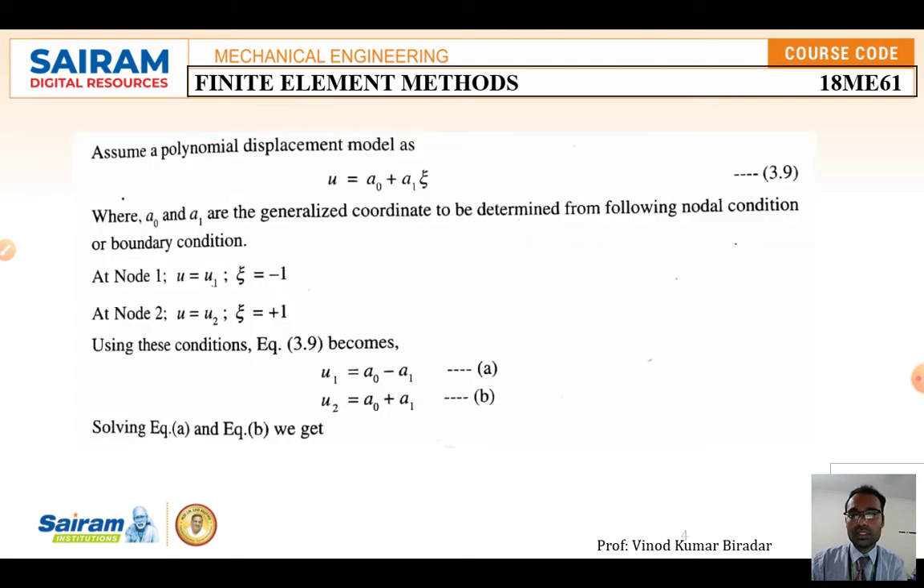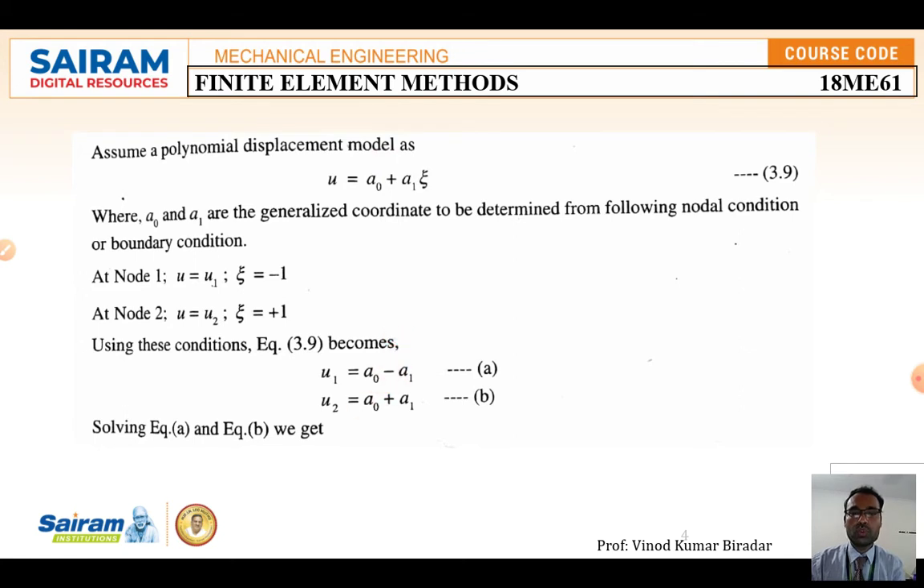Okay, so using equation number 1, substitute in this equation. So with both the boundary conditions you are going to get these equations. Okay, u1 is equal to a0 minus a1, give it equation number a, and u2 is equal to a0 plus a1. Okay, so these two boundary conditions you substitute in this equation, so you are going to get two equations. Okay, a and b.